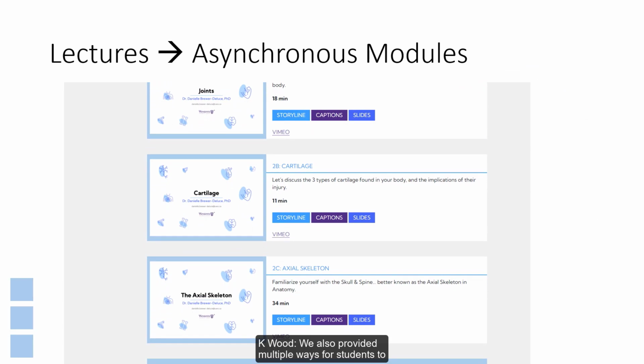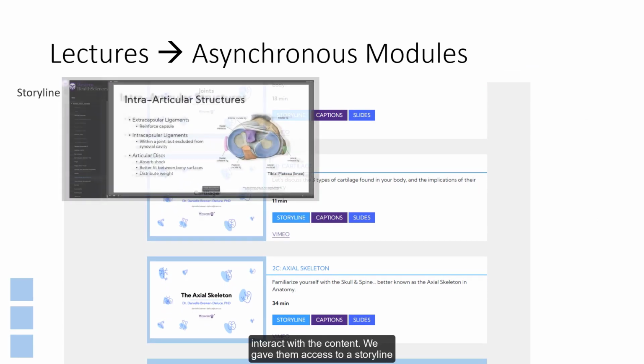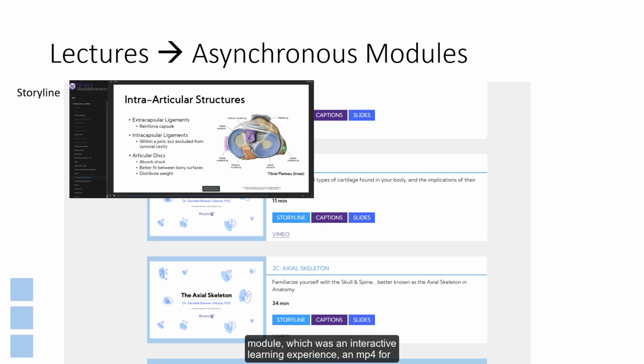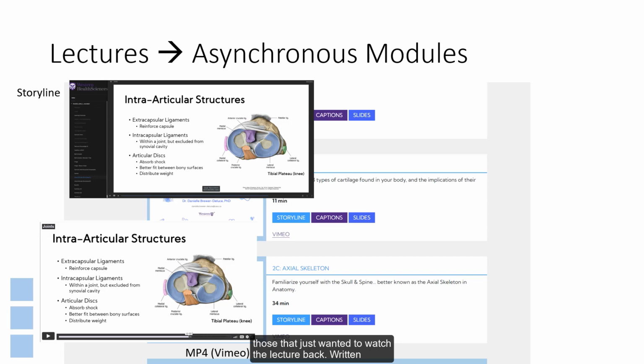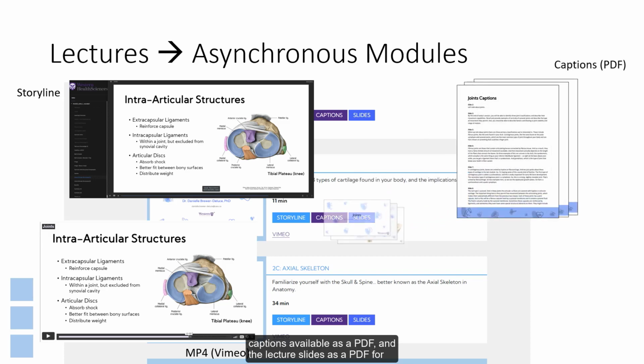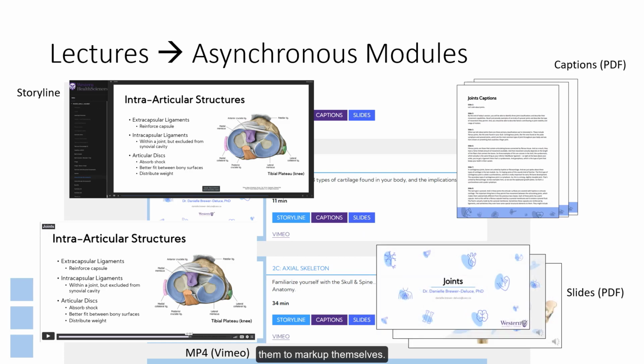We also provided multiple ways for students to interact with the content. We gave them access to a storyline module, which was an interactive learning experience, an MP4 for those that just wanted to watch the lecture back, written captions available as a PDF, and the lecture slides as a PDF for them to mark up themselves.